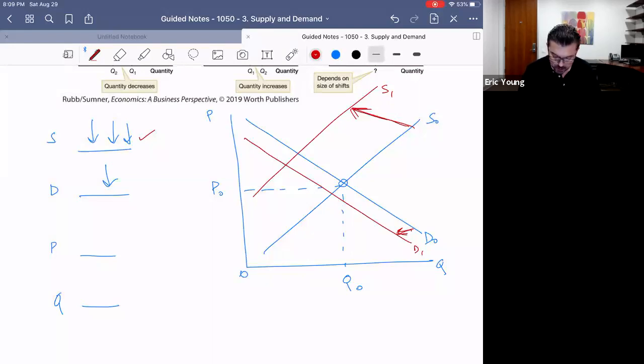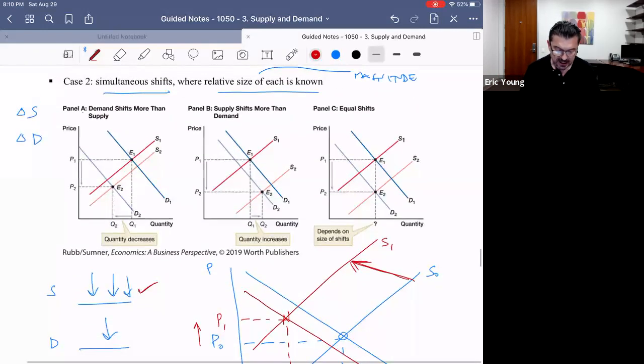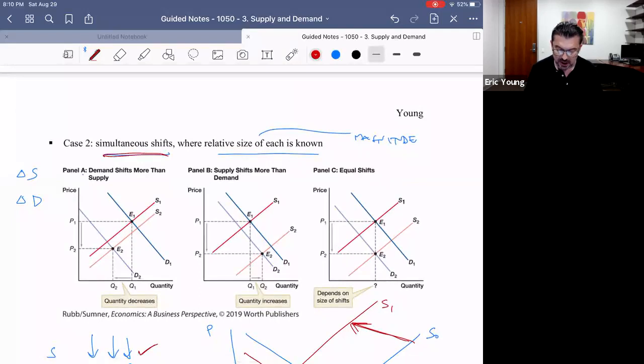Okay, we do our new equilibrium here. We drop a line, we drop a line. We have P1, we have Q1, and we would conclude by saying that when supply and demand both fall, but supply has a bigger magnitude, prices will go up in the market and quantity will fall. And that, my friends, is our second case, simultaneous shifts where the magnitude is given.